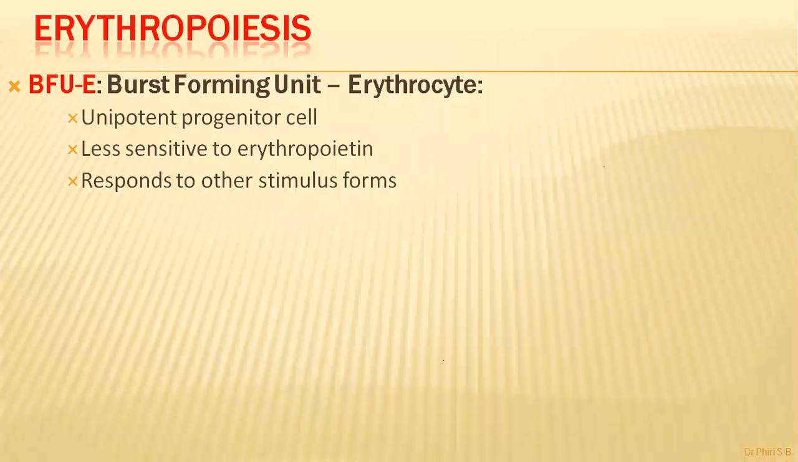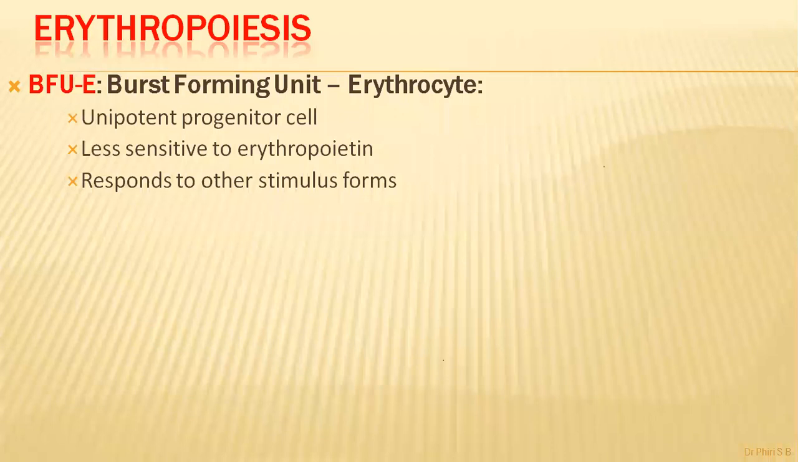This burst-forming unit erythrocyte is a unipotent progenitor cell. Unipotent means that it doesn't differentiate into multiple types of cells. It will only differentiate into a single type of cell. That's why it's called unipotent. The potential that it has is only for a single cell, and that single cell is the red blood cell. That's why they are called burst-forming unit erythrocytes.